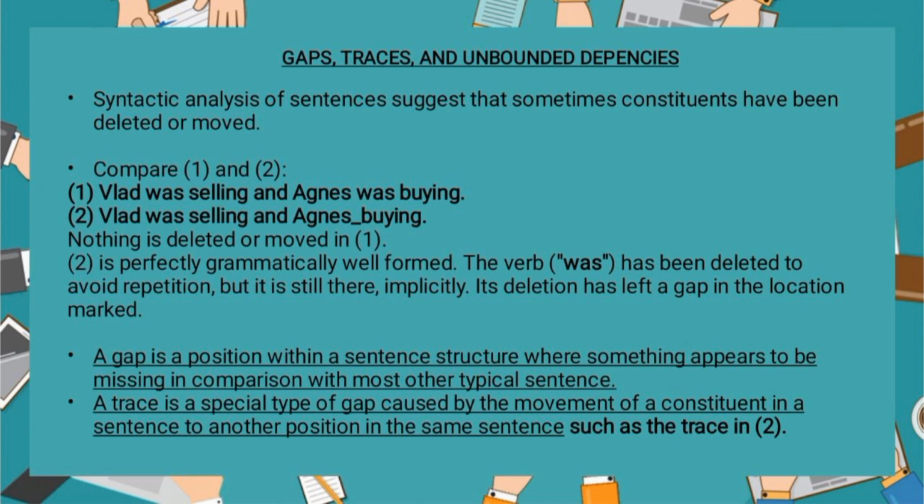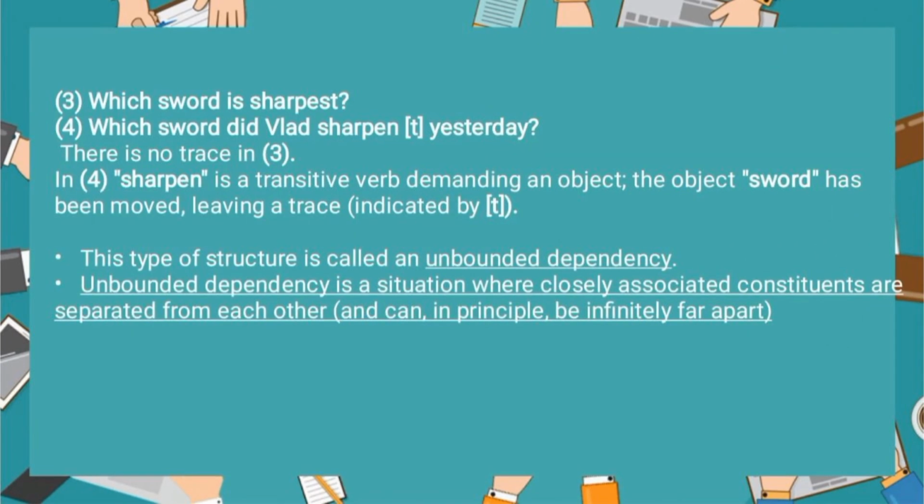These gaps are often created when words are moved to different parts of the sentence or left out to avoid repetition. And trace is a special kind of gap created when a word is moved, leaving a mark where it used to be. Another example is, which sword is sharpest? Number 4, which sword did Vlad sharpen yesterday?